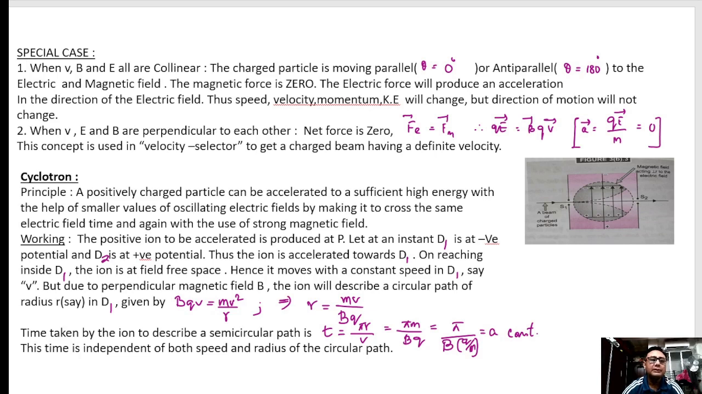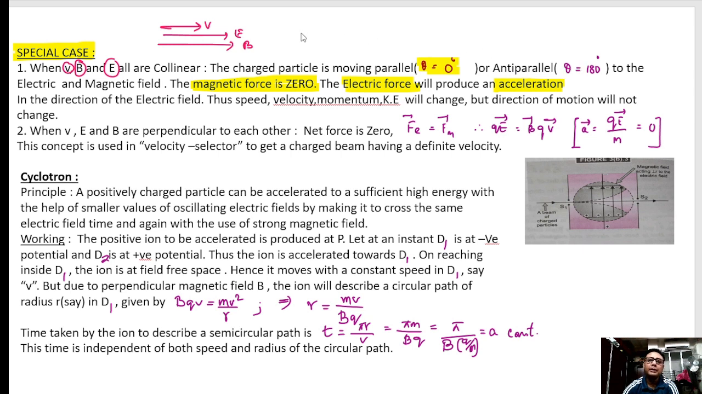Now let's come to the special cases, because these are very important. When V, B and E are all collinear, that means the particle moves like this, the electric field is like this, the magnetic field is like this. Please watch here. We know that when the particle is moving like this, the magnetic force will be 0 and the electric force will be maximum. The electric force will produce the acceleration. Theta is 0 degrees, right?